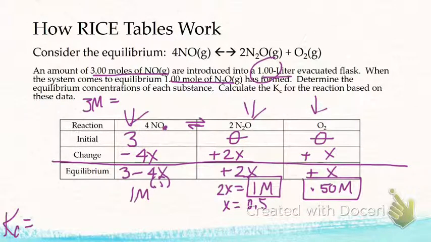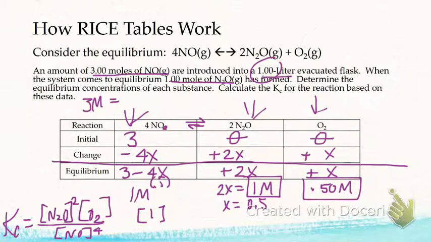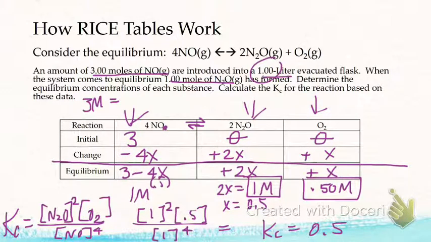Kc is going to be equal to products over reactants. So we're going to have concentration of N2O squared, O2, and then we're going to have NO to the 4th. This math is super easy because the things that we're having to raise to an exponent are 1s. So now plug in 1 squared, 0.5, over 1 to the 4th. So we find that Kc is equal to 0.5. No units on big K, right? Yes, glad you agree. Okay?